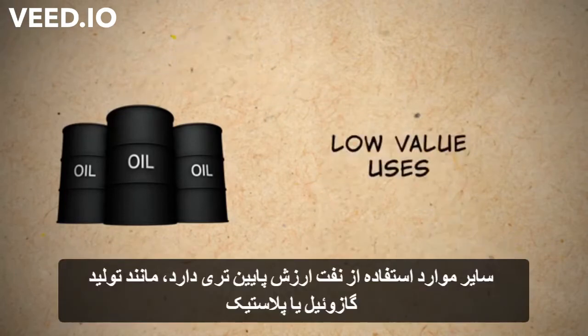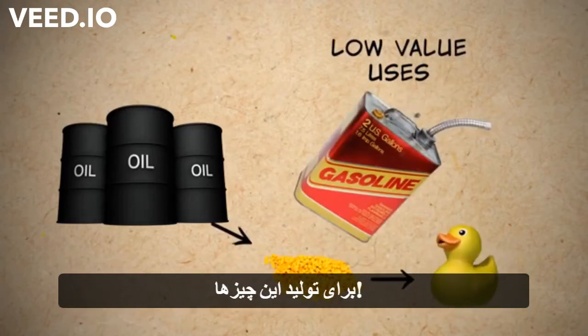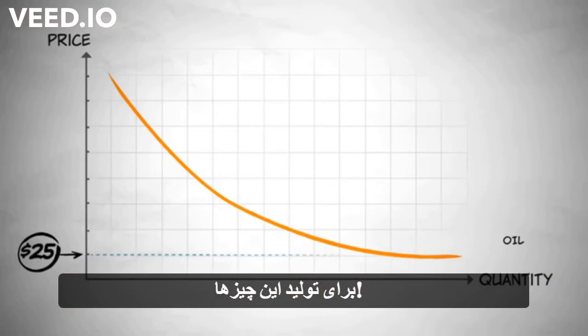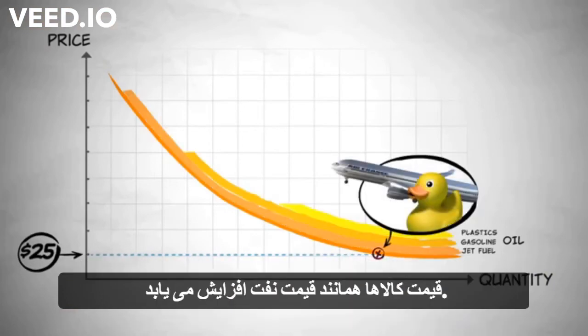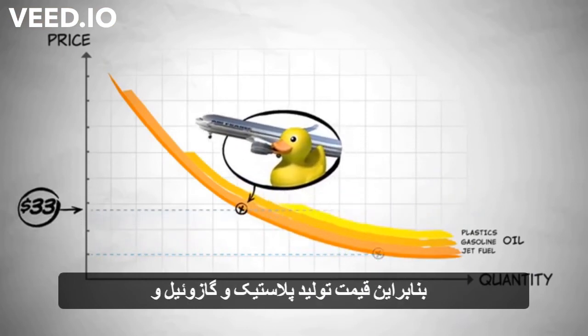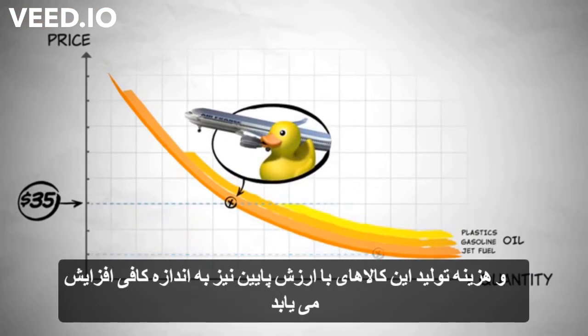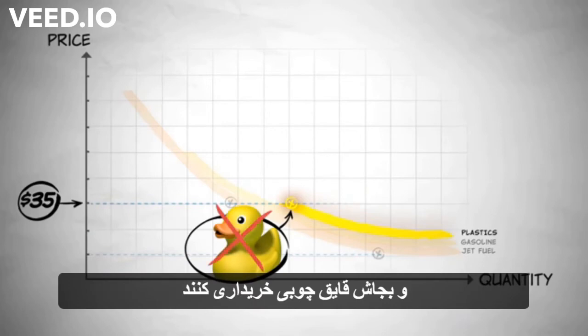Other uses are low-value uses, like making gasoline or plastic for these guys. When oil prices are relatively low, the oil that is being demanded is used for high and low-value goods alike. As the price of oil goes up, so does the price of making plastic and gasoline, and at some point, the cost of these low-value use products will get high enough that some people might skip buying a rubber ducky altogether or buy a substitute like a wooden bath toy.